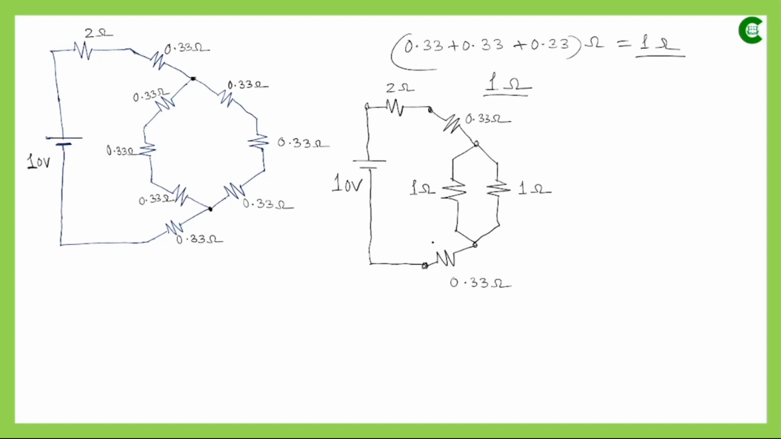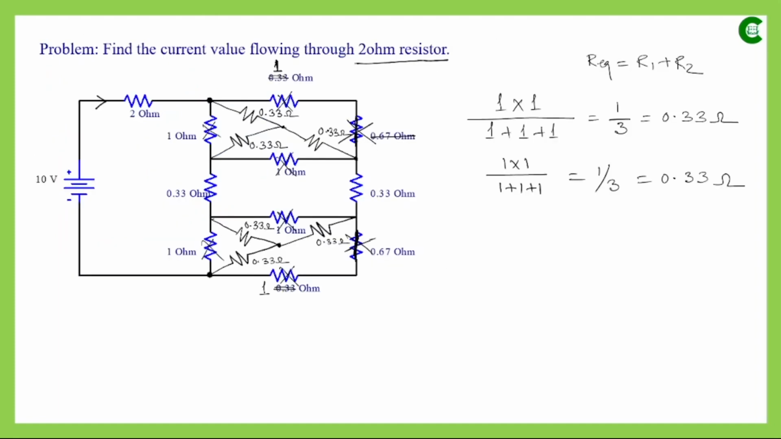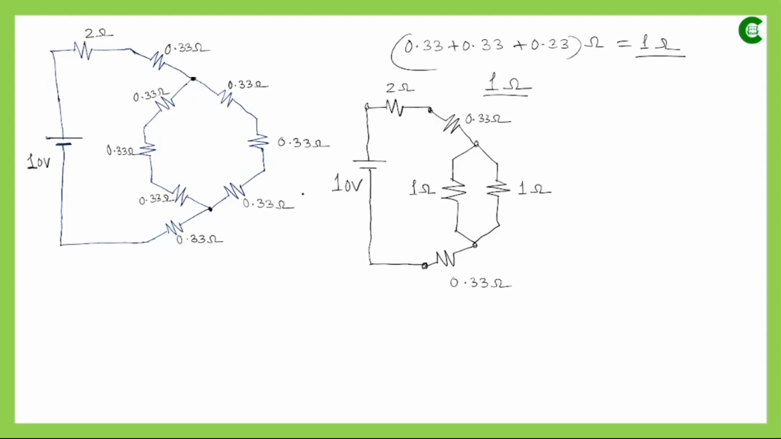Now in the modified circuit, where we have in total 5 resistances, we started with 11 resistances. Now in the present circuit we have 5 resistances, so we have already reduced by 6 resistances.